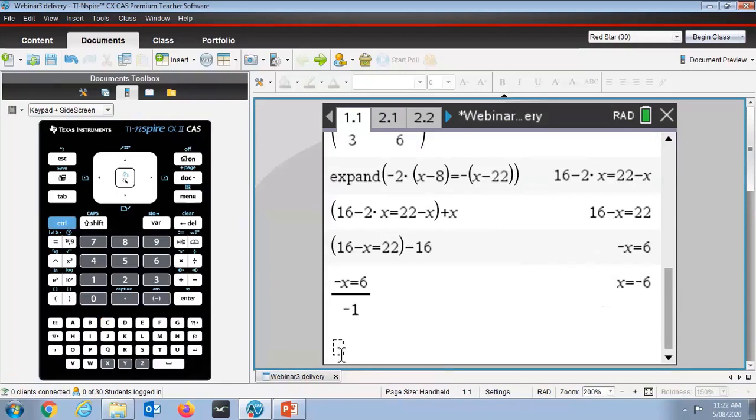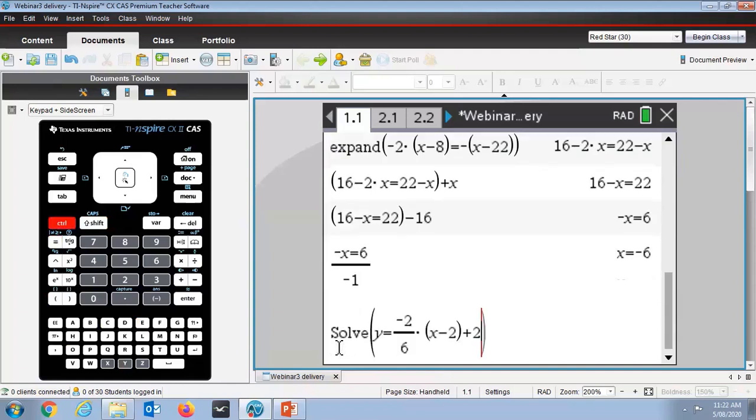We'll go down here and I'll write solve, open brackets, and I can get the solve command by pressing menu in algebra as well. Y equals, and now Control Paste, solve that.